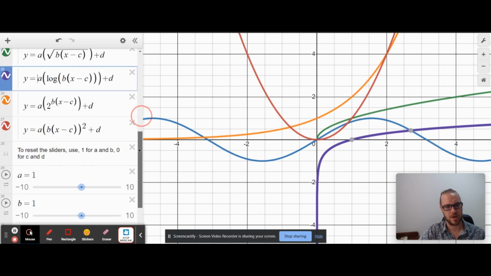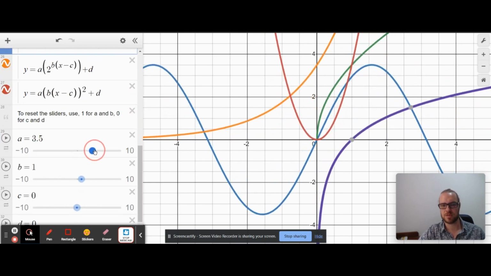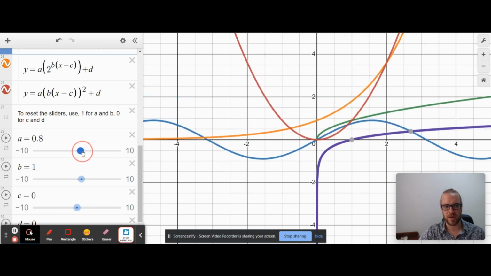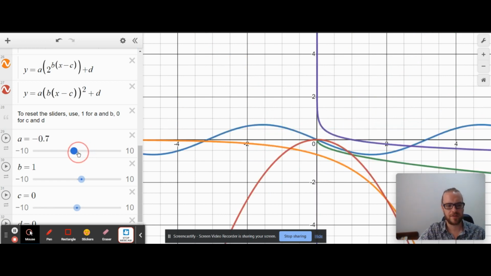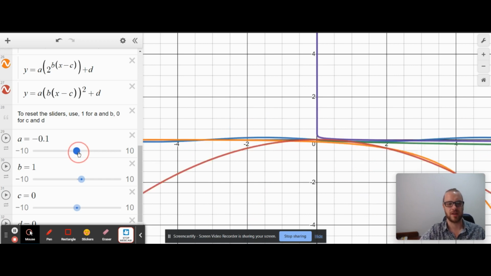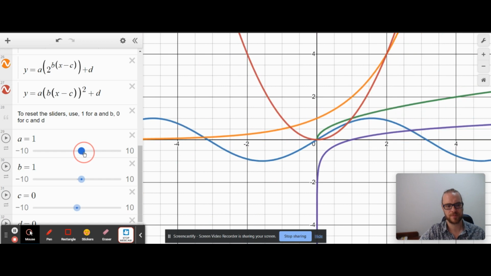Now, how do we know that? Well, if you don't believe me, we can always go and play with it here. So as you can see, as I make this bigger, it stretches it vertically, right? If I go between 0 and 1, it compresses it. It squishes it together. If we make it negative, it turns it upside down. There's your reflection as well, okay? So we'll put that back to 1 for now so that we can look at another parameter.